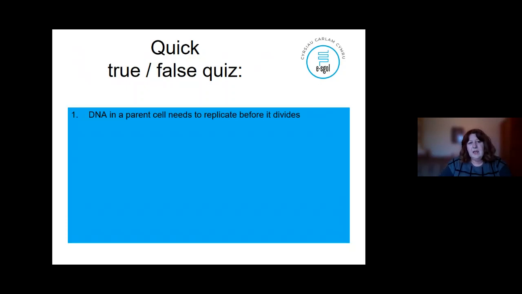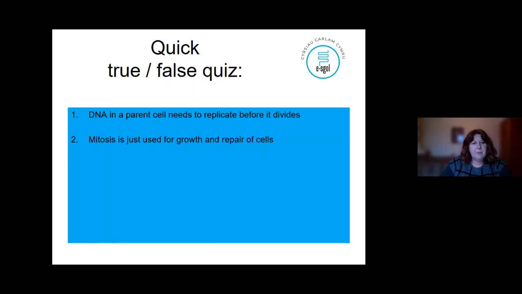So DNA in a parent cell needs to replicate before it divides. So does DNA in a parent cell need to replicate before it divides? True or false? Have a think about that one. Next question. Mitosis is just used for growth and repair of cells. So is mitosis just used for growth and repair of cells?